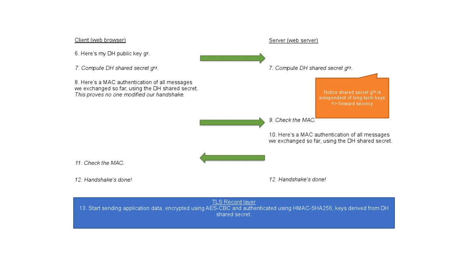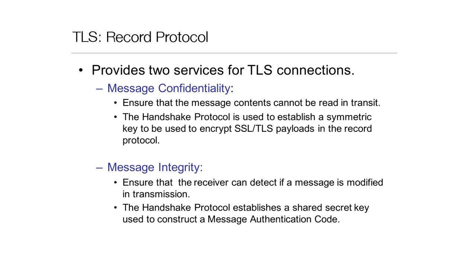The TLS record layer provides two services for the TLS connection: message confidentiality and message integrity. In my previous slide, in this diagram, I have shown how integrity and confidentiality are provided. Confidentiality is by encryption and integrity is by a message authentication code.